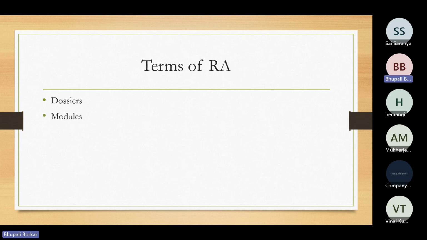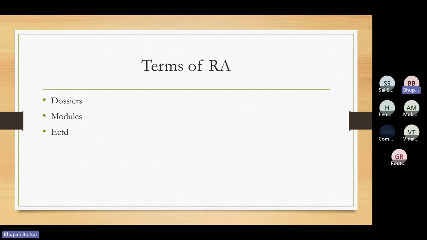Now, modules. We have something called eCTD. eCTD is the electronic common technical document format, which is mostly used by Europe, USA, and Japan. And now most of the growth countries are also using it. So through this eCTD, we have 5 modules.